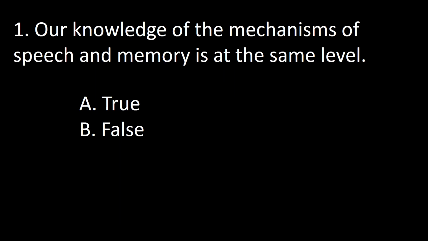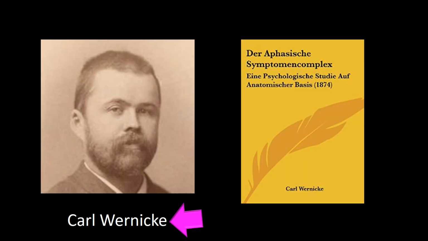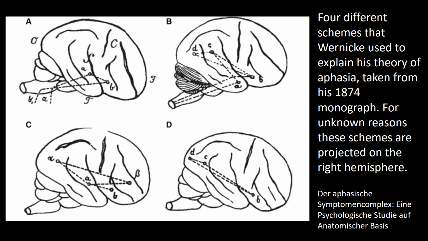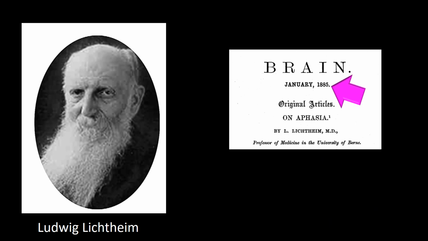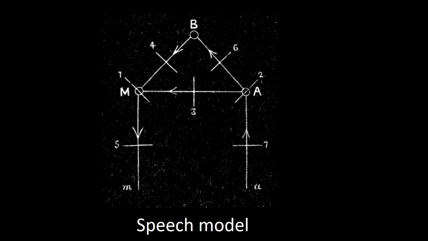First question: our knowledge of the mechanisms of speech and memory are at the same level? A, true. B, false. In 1874, Carl Wernicke put forward several useful speech models. You can see 4 of them in this figure from his monograph written in 1874. About 10 years later, in 1885, Lichtenstein created, based on Wernicke's models, a revised version which has become the basis for the speech models currently in use.